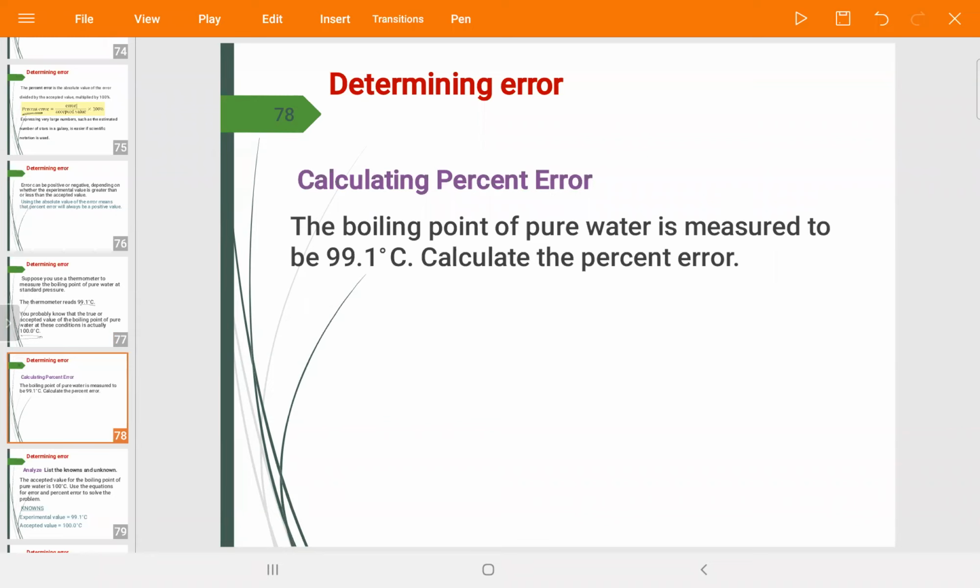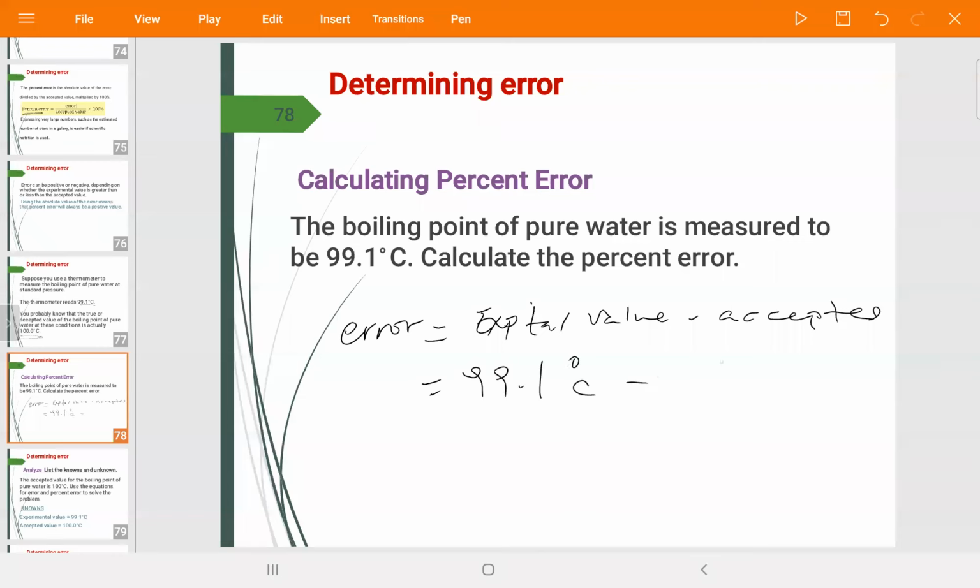how would you calculate? Error is defined as experimental value minus accepted value. Here the experimental value is 99.1 degrees Celsius minus the accepted value of 100 degrees Celsius. So the difference is negative 0.9 degrees Celsius. So this is the error.